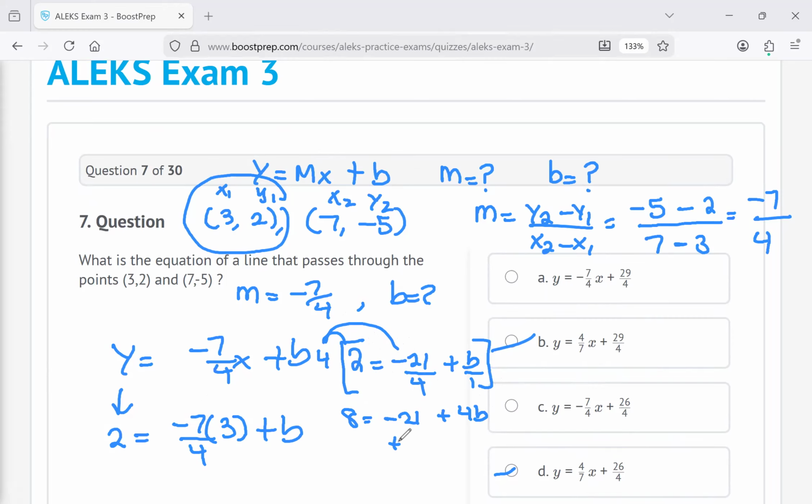Okay, continue solving for b by adding 21 to both sides. 21 plus 8 is 29. Divide this by 4, and b equals 29/4. So my final answer will be y equals -7/4 x plus 29/4. Okay, letter A.